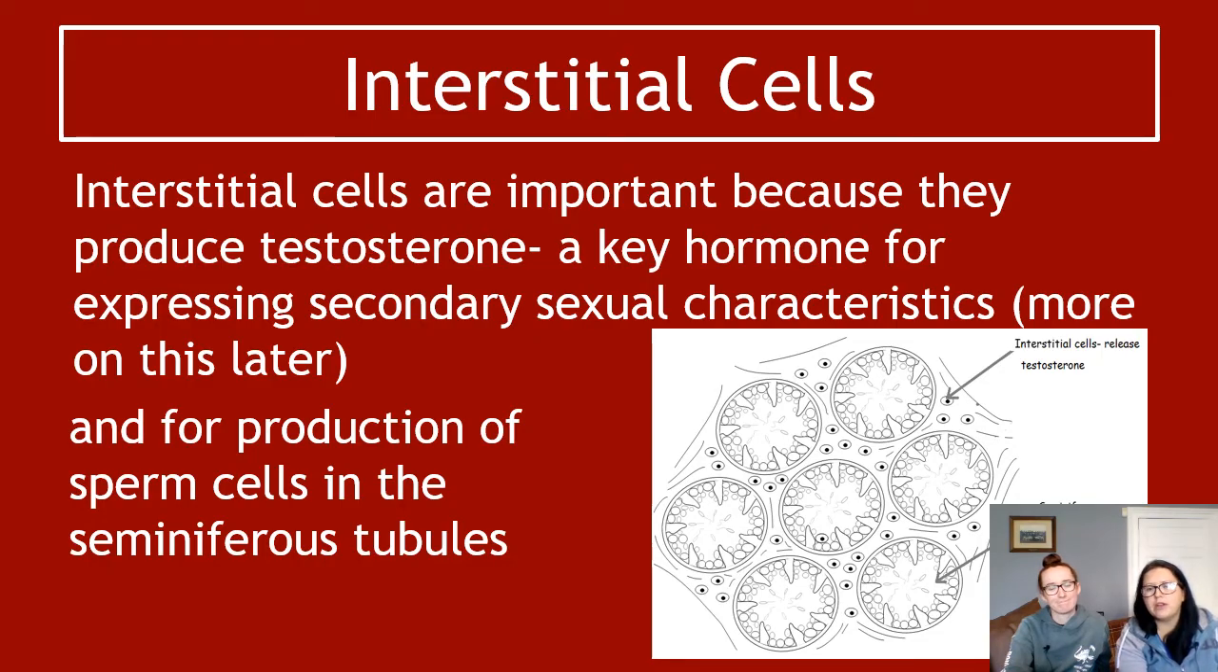Okay, so again, if we have a look at this diagram, here is another way that seminiferous tubules can be seen. The seminiferous tubules are the round things that you can see inside there. If you look really closely, you can see some light grey structures in the middle that are sperm cells. Around the outside of those are interstitial cells.